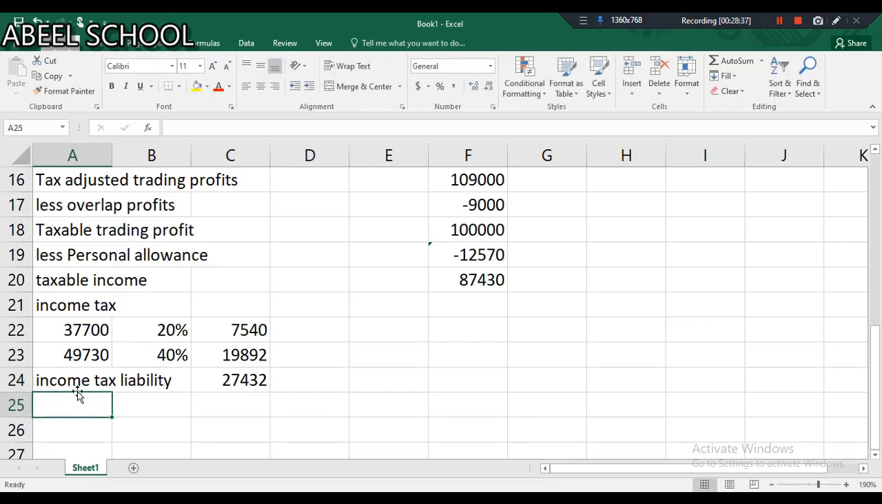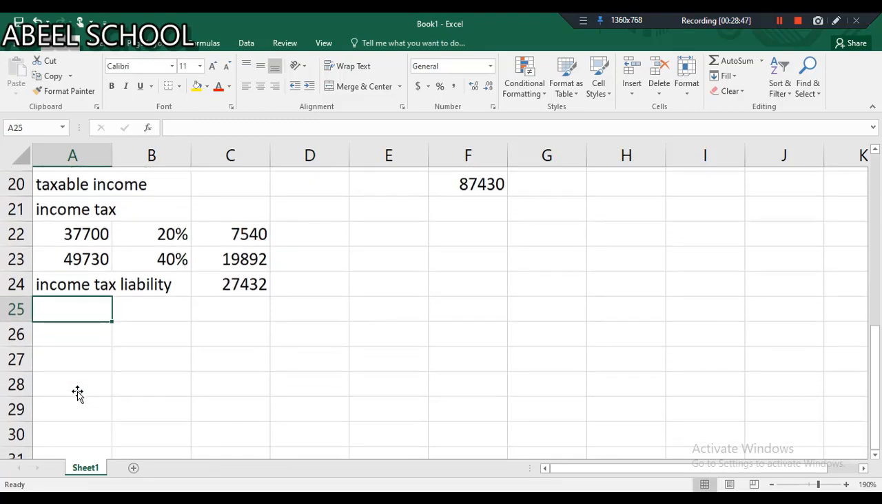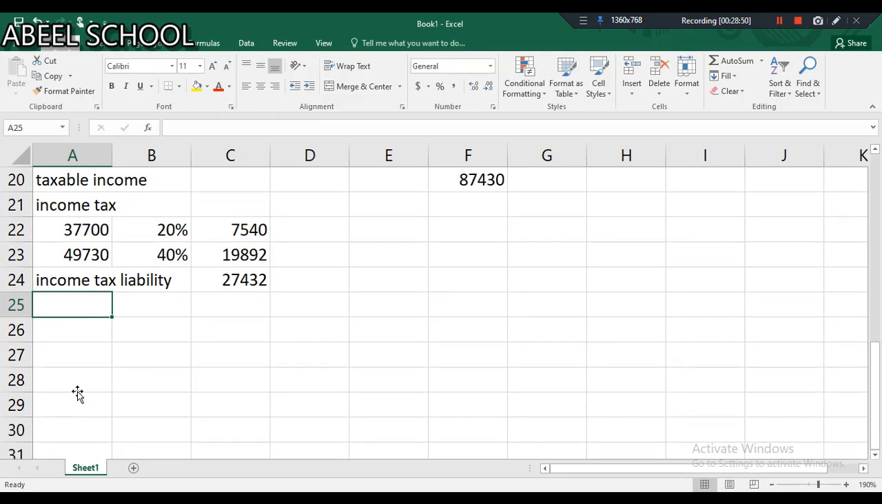This is my income tax liability, 27,432. Another way of selling the business is that Ziti will continue the business till 30th April 2023. Then sell it. Okay.